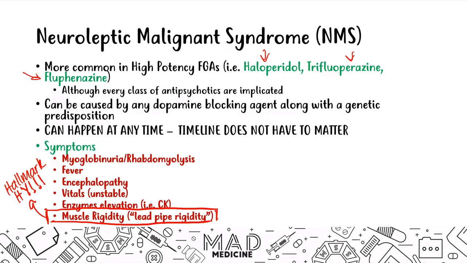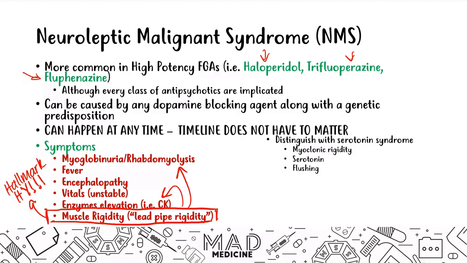Because of this lead pipe rigidity, you're going to have the enzyme elevation. You're also going to have rhabdomyolysis occurring. Now, this is very easy to distinguish from serotonin syndrome, and you should be able to distinguish it because in serotonin syndrome, you're going to have myoclonic rigidity, not lead pipe rigidity. You're going to have increased levels of serotonin, and patients are going to present with flushing.